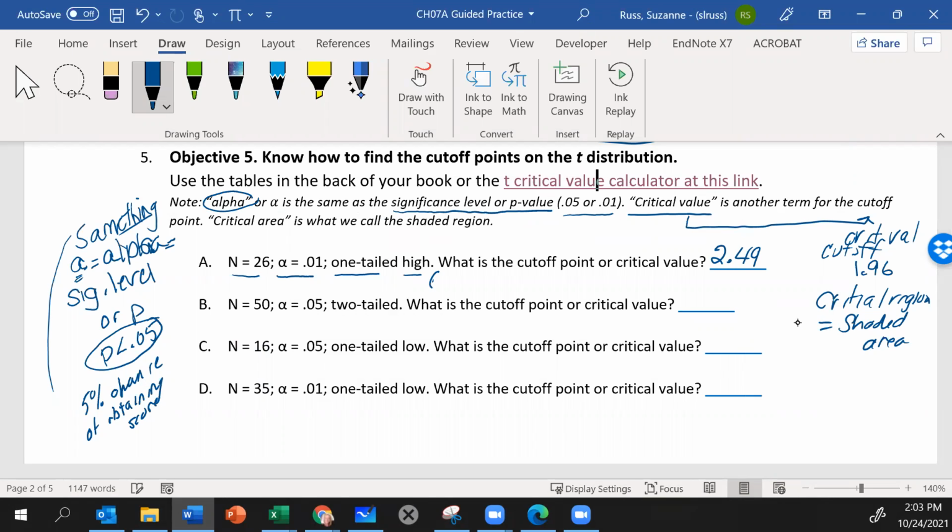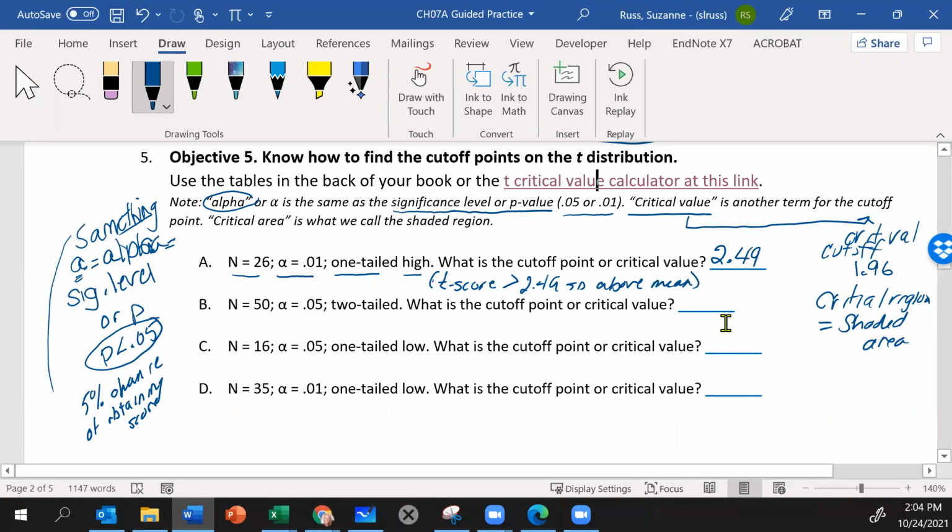In other words, we're looking for a sample t-score more than 2.49 standard deviations above the mean. So we're looking for a score that's pretty far out in the tail. That's all you need to write, though, is our critical value.